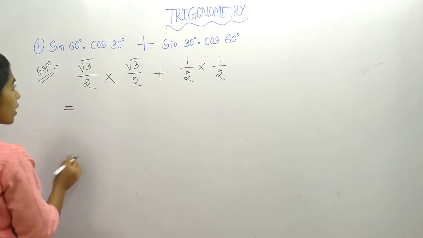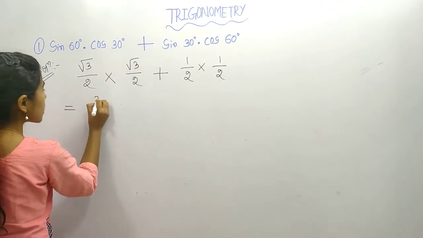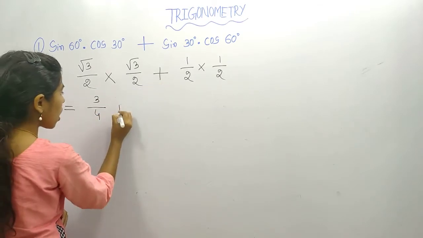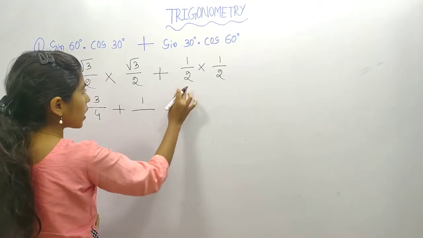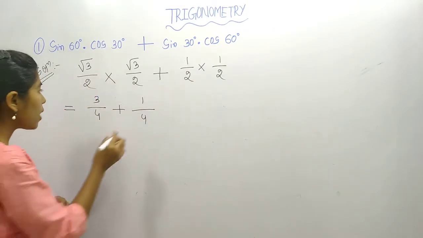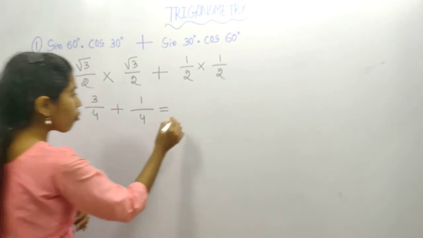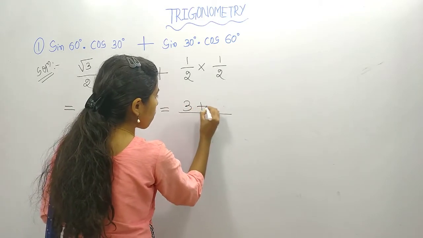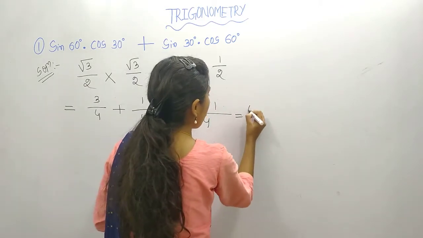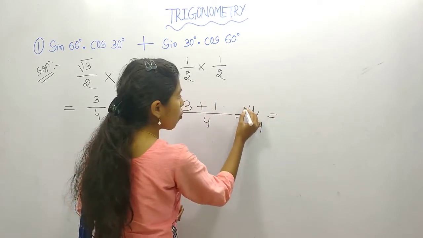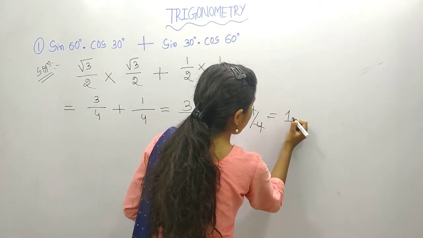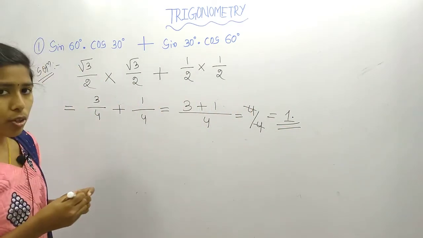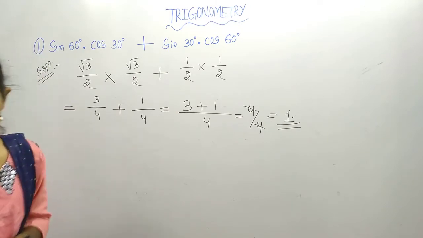Next, what will it become? Root 3 into root 3 is 3 divided by 2 into 2, which is 4, plus 1 into 1 is 1 divided by 2 into 2 is 4. Next, here you see the LCM will be 4. So 3 plus 1 equals 4 divided by 4. So 4 and 4 will cancel. So the answer will become 1. Okay, this is the solution. So simple. So let us move to the next question.